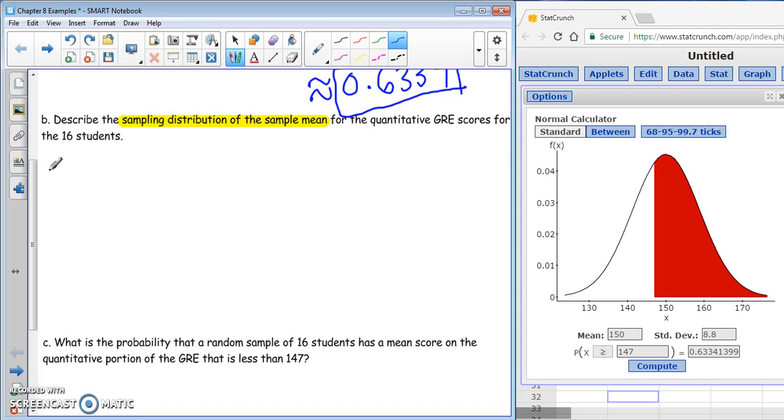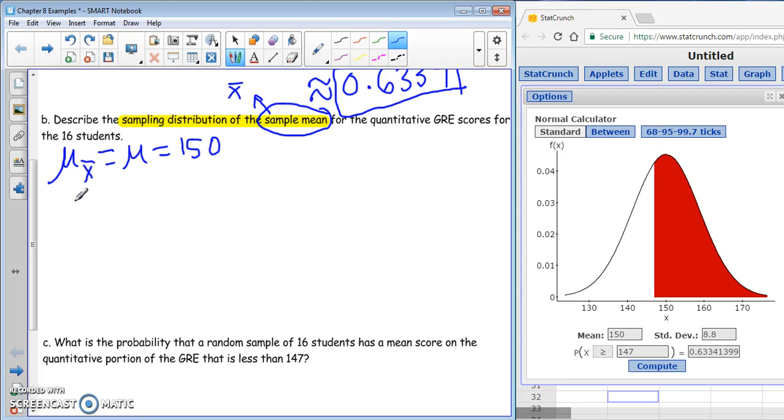So first, let's talk about the center. The center is our mean. So the center is going to be mu sub x bar. In chapter 6, with the binomial distribution, we were talking about random variable x, and we had mu sub x, but this is mu sub x bar, which indicates that we're working with the sampling distribution of the sample mean. Remember, for the sample mean we use x bar. So this is equal to just the mean of our distribution, which was 150. So that's our center.